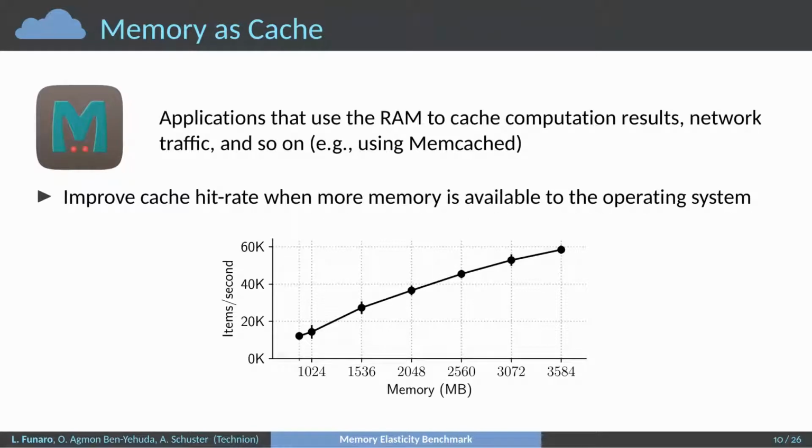First, we have applications that use memory as cache. Memcached, for example. They often trade off network and CPU with memory. Such applications can seamlessly improve their performance when more memory is available by enlarging the cache. When the memory is scarce, they can use their built-in eviction policy to evict some of the data.